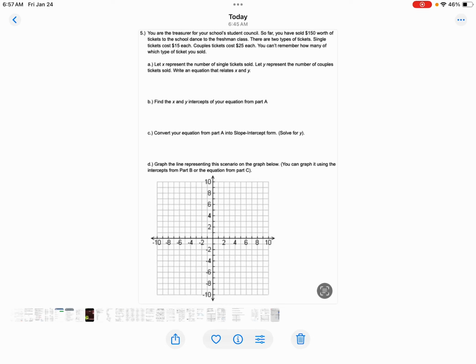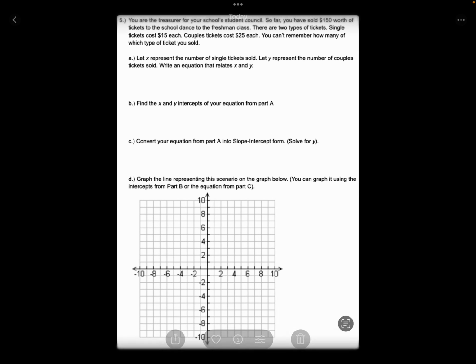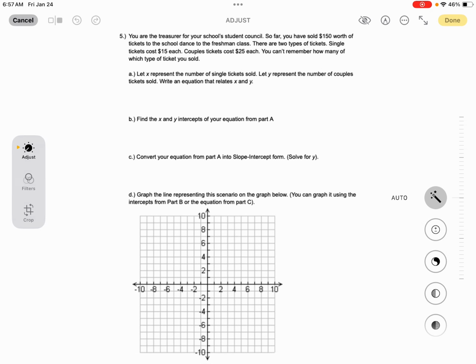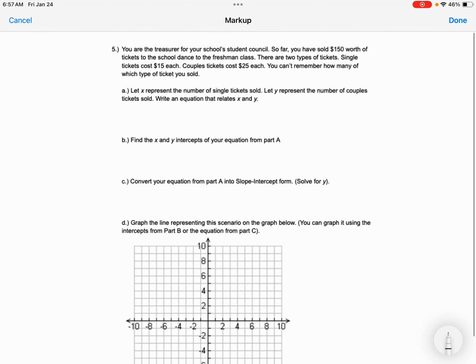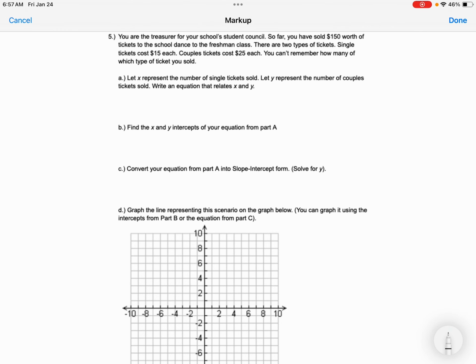All right, for problem 5, we're going to be putting together several of the things that we did on the first page together for one problem. So first we have this scenario where we are the treasurer of our school student council, and we're trying to raise money from our school dance. We have sold $150 worth of tickets, so that's going to be our total.